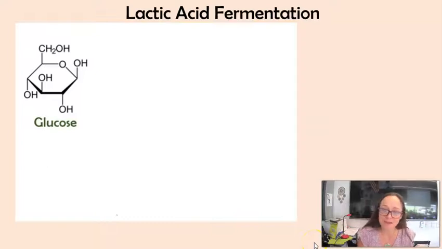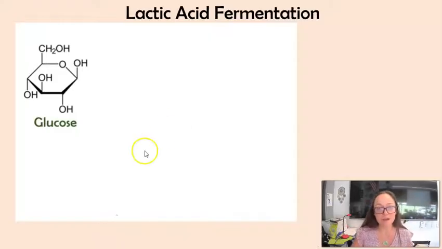So let's talk about fermentation, which happens in anaerobic conditions. We have two kinds of fermentation: lactic acid fermentation and alcoholic fermentation. They both serve the same purpose, but their reactions are a little different. So let's go ahead and talk about why this would happen.